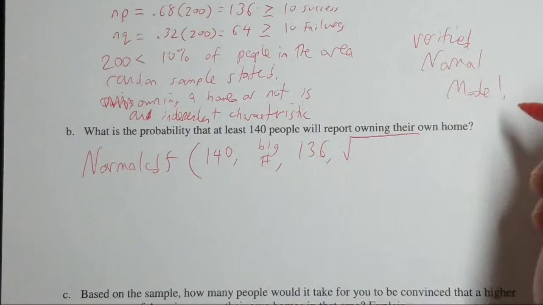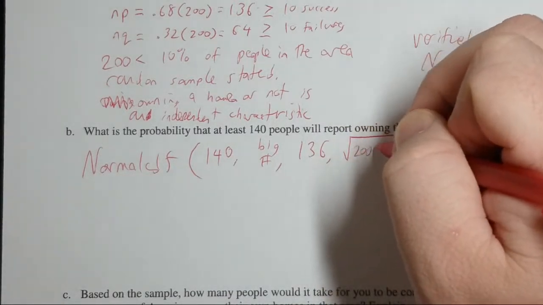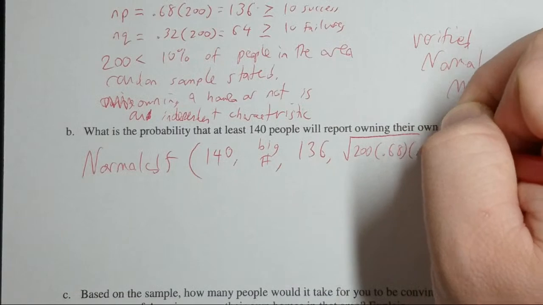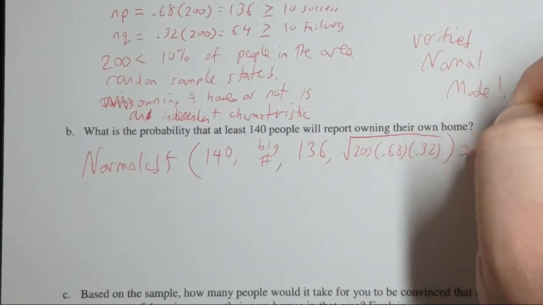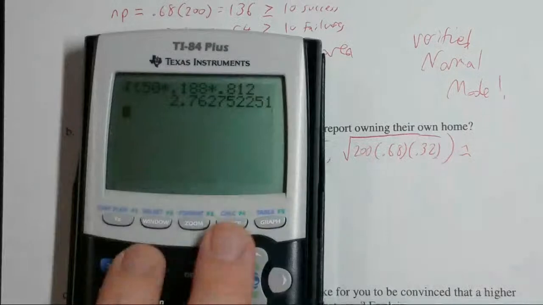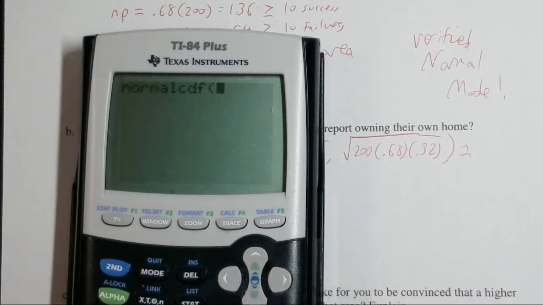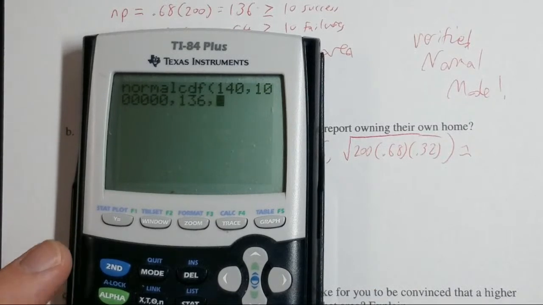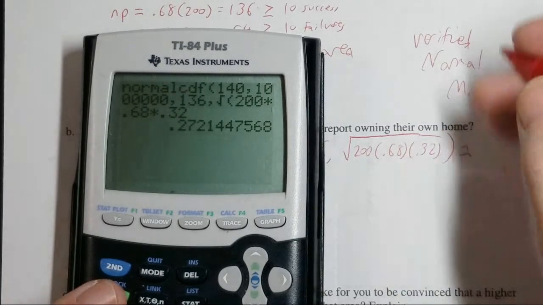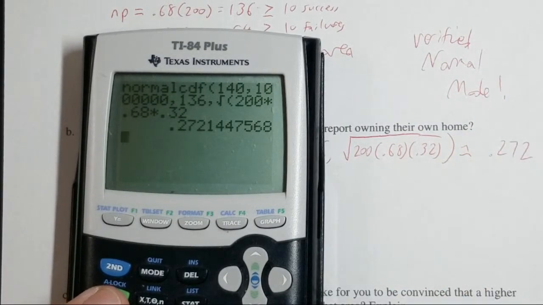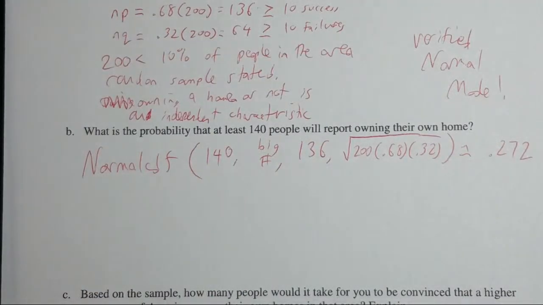But then the standard deviation would be the square root of npq. If you did that, normal CDF, 140, comma, big number, comma, 136, comma, the square root of 200 times 0.68 times 0.32, gives you approximately 0.272. There's a 27.2% chance that at least 140 people will report owning their own home.